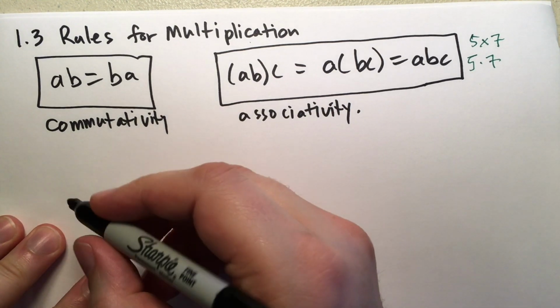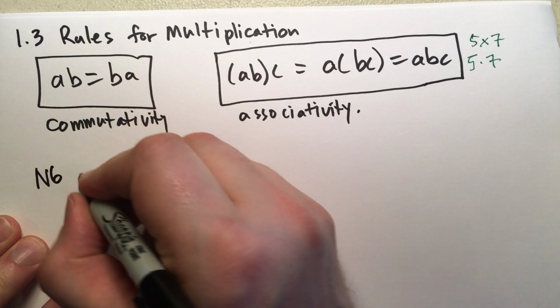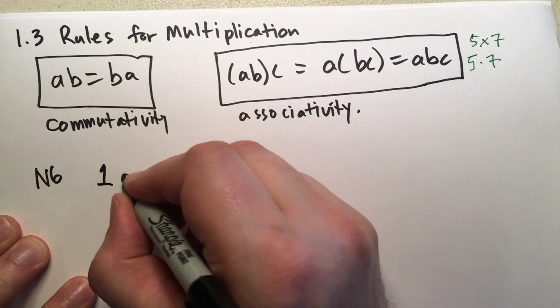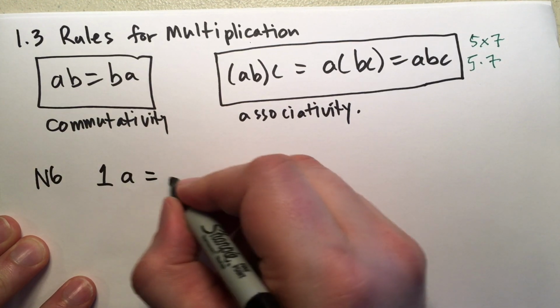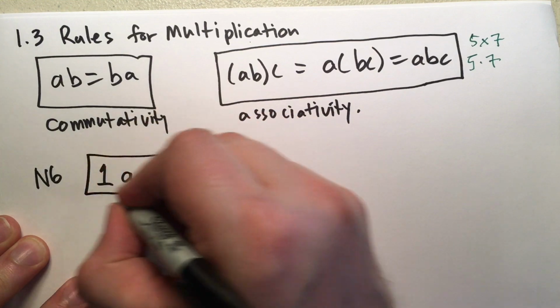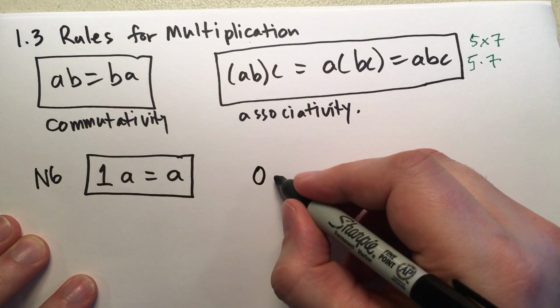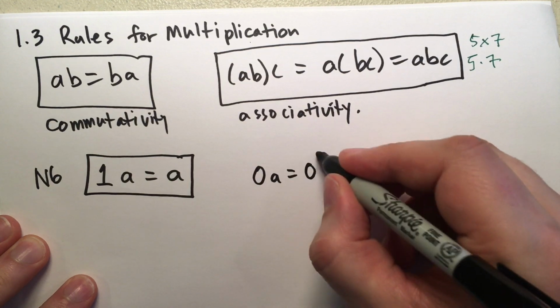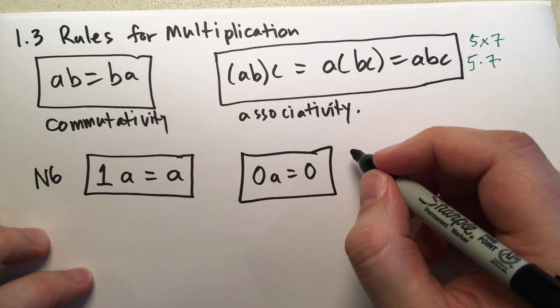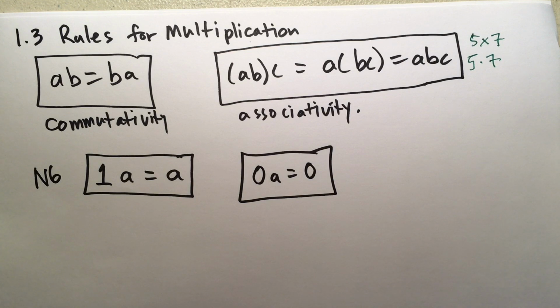A couple other identities that are important. This is in equations N6. One says if you take 1 and multiply that by any number, that's the same as doing nothing at all to that number. And the other rule says that if you take 0 and multiply it by any number, you get 0 back. These are foundational rules for multiplication. They come up again and again.